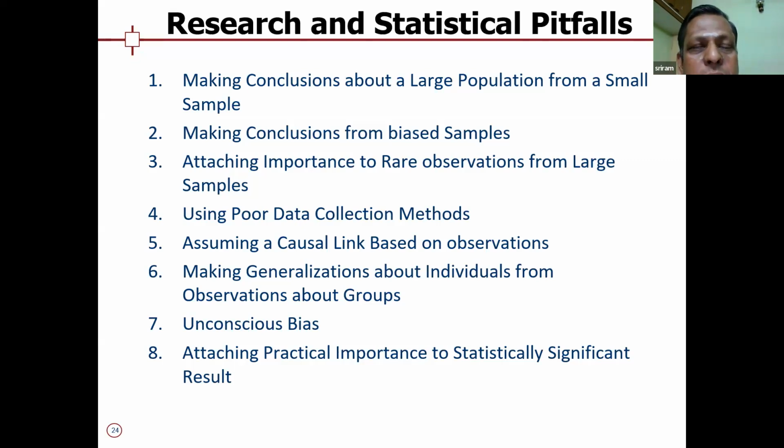So maybe you can say there is a likelihood of risk, but it has to be further confirmed by an RCT or experimental study actually. And making generalization about individuals from observations about groups: sometimes you study only aggregates at the group level, but you should not.